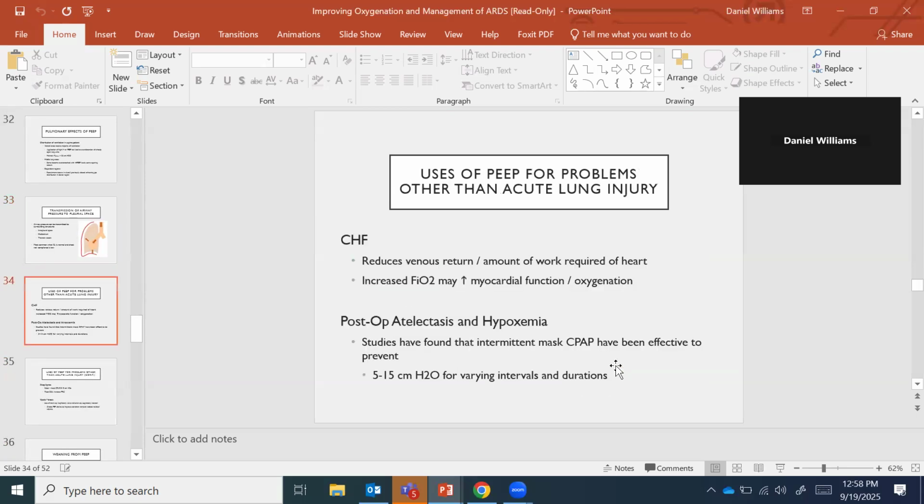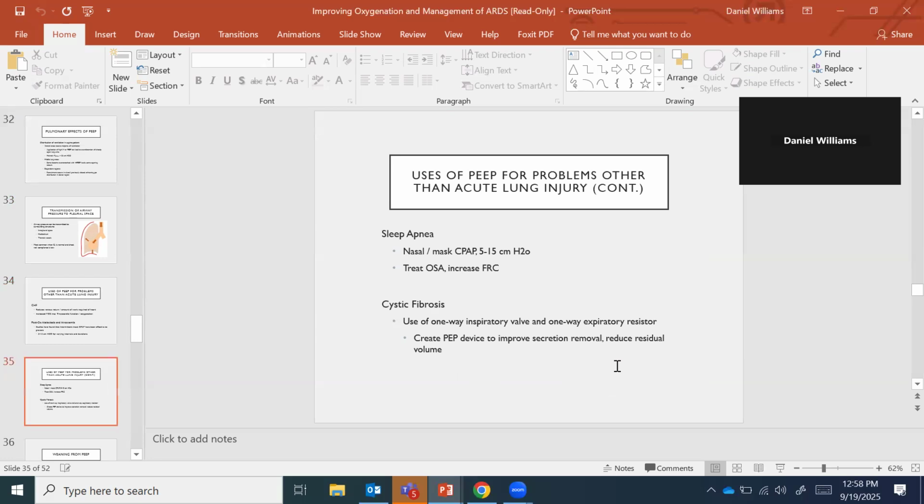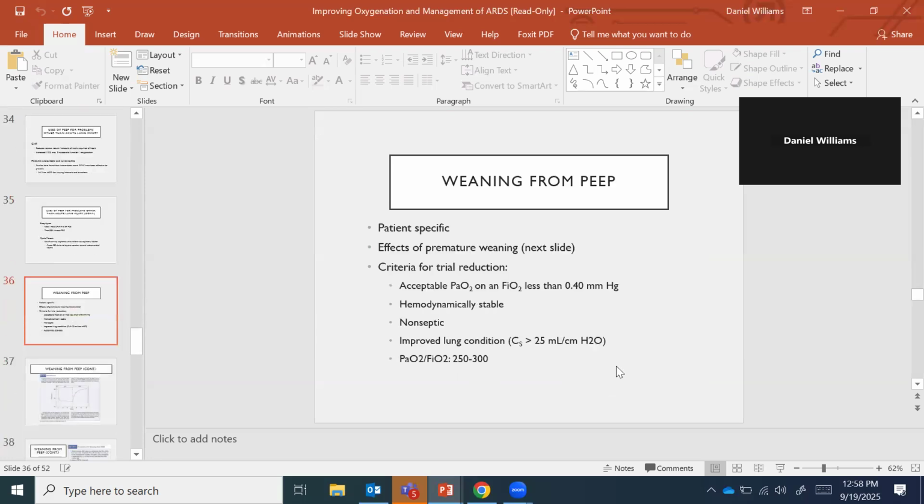So we've talked about PEEP for issues within the lung. What are some other reasons why we might utilize PEEP that's not exactly a result of acute lung injury? We had talked about and given some examples of postoperative atelectasis, congestive heart failure, sleep apnea, and cystic fibrosis as well. If you go up on PEEP, you need to have a plan for weaning off of PEEP, and we began to talk about that as well.